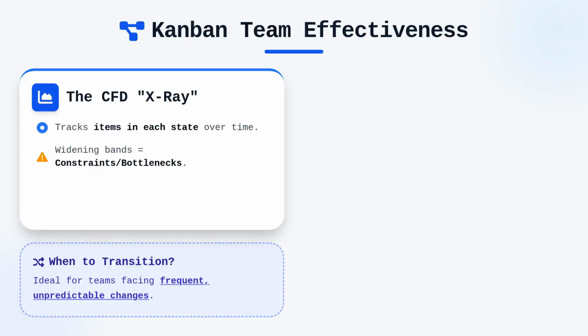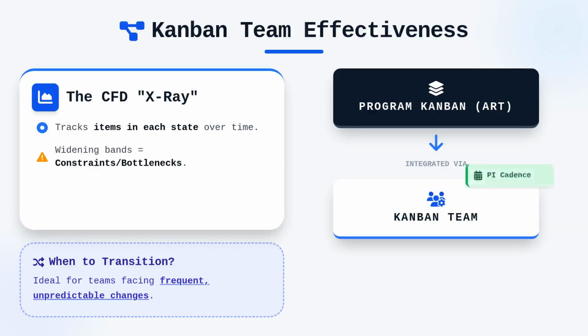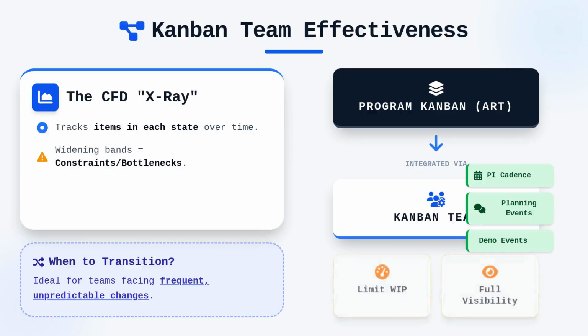Crucially, even when using Kanban, the team must remain integrated with the program Kanban at the ART level. Synchronization is achieved through the cadence of the program increment, where Kanban teams still participate in planning and demo events. The key to successfully transitioning between these frameworks is understanding the nature of the work. If your team is struggling with frequent, unpredictable changes, moving to Kanban might be appropriate, provided you have a discipline to limit your WIP and maintain visibility for the ART.